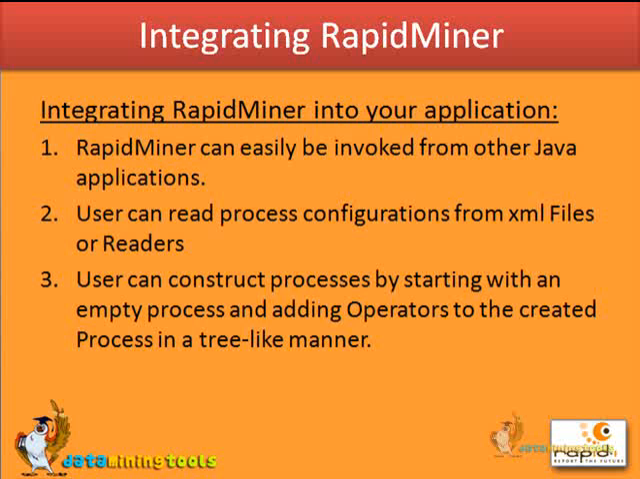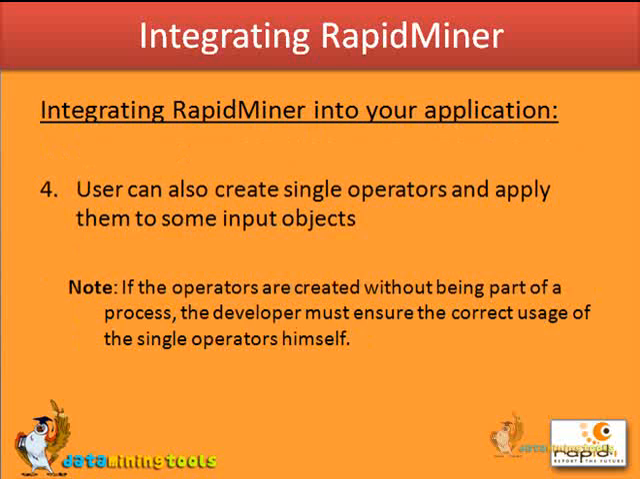Simple steps. First, RapidMiner can be easily invoked from other Java applications. Users can read process configurations from XML files or readers. Users can construct processes by starting with an empty process and adding operators to the created process in a tree-like manner. Users can also create single operators and apply them to some input objects.